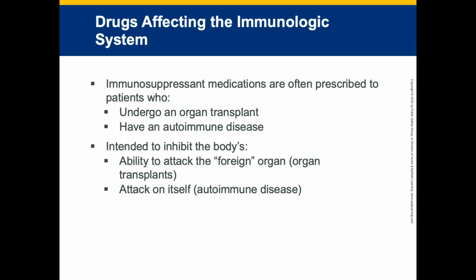or immunosuppressant medications are prescribed to patients who undergo an organ transplant or have an autoimmune disease, and are intended to inhibit the body's ability to attack foreign organs like organ transplants, or attack itself like an autoimmune disease, inhibiting the lymphocytes and T cells, or destructive cells that tend to want to fight off the infection, right? Remember, we have killer cells, T cells, all that kind of stuff we talked about during the human body, right?